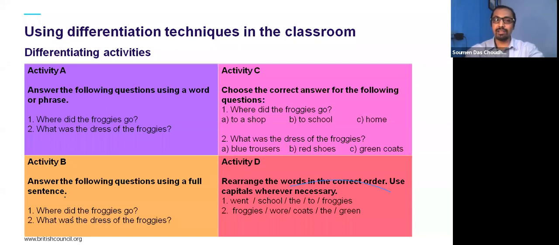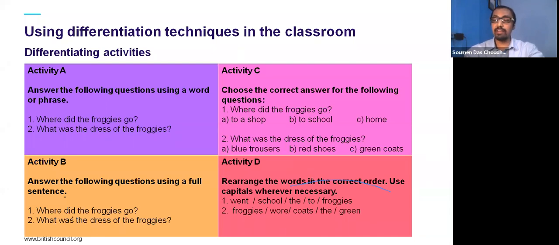Because if you see in A, the learners just have to use a word or phrase to answer. And C is the easiest because you have multiple options and the learner just needs to select from the options. Now, when you are offering these differentiated activities, it gives you feedback about their comprehension of the text. Basically, how well the learners are able to answer the questions. It will help you reflect on the learner's understanding.